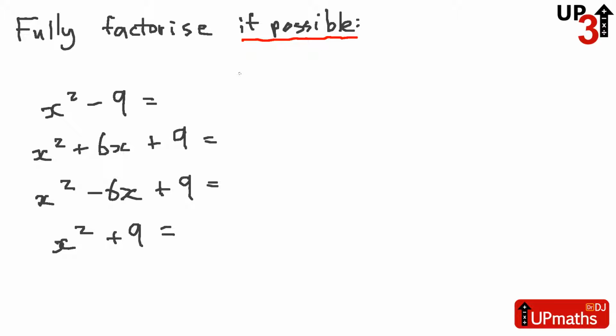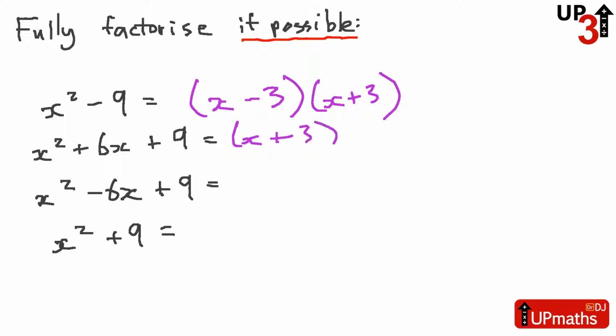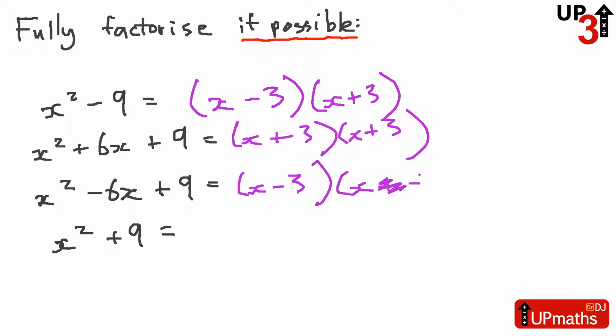Oh, I like this question. Factorize if possible. Let's have a look at this. Well, this is difference of two squares because there's a minus sign in the middle. This one, oh, that'll be x plus 3, x plus 3. This one will be x minus 3, x minus 3. Whoops. And this one is not possible.